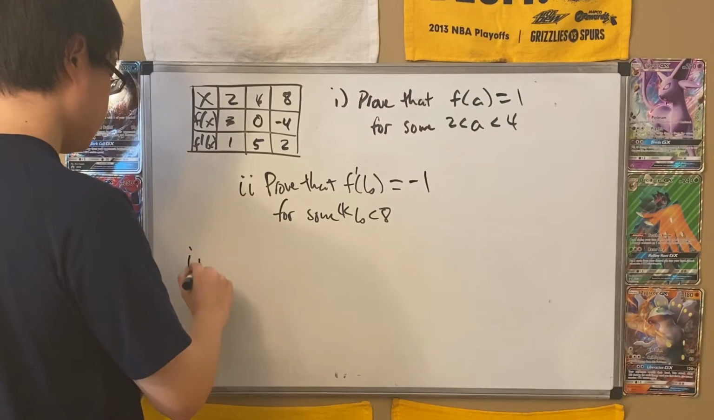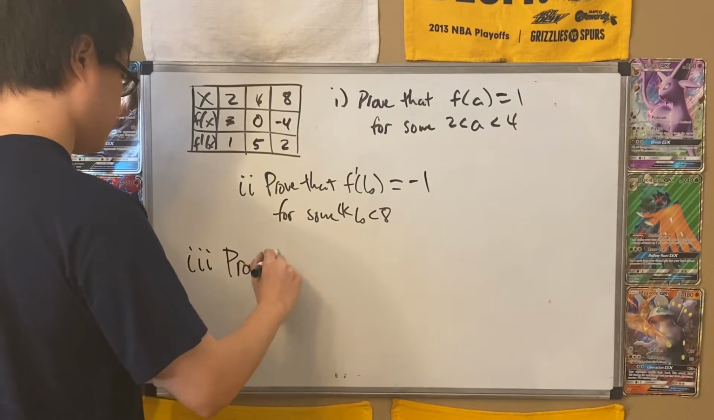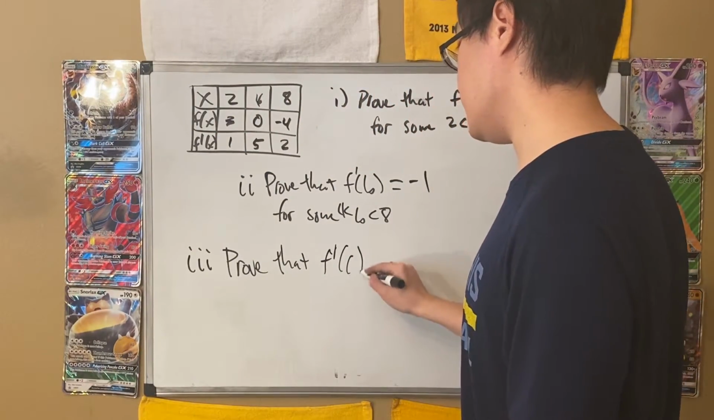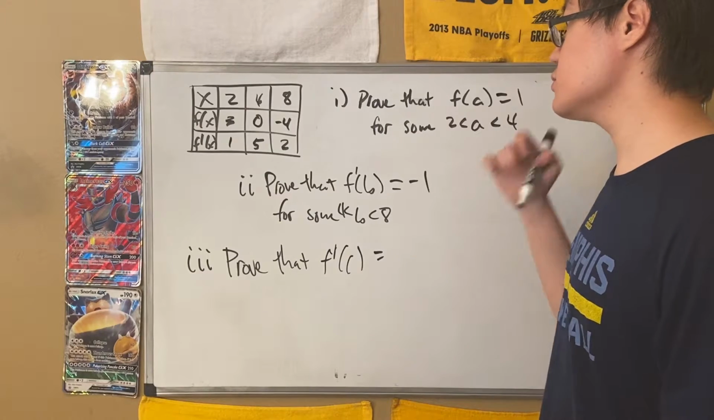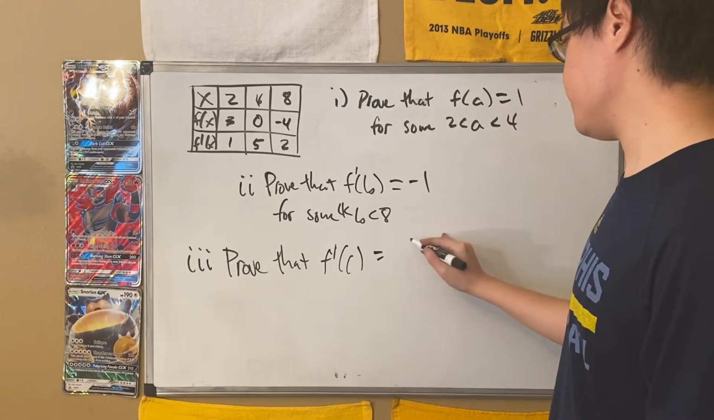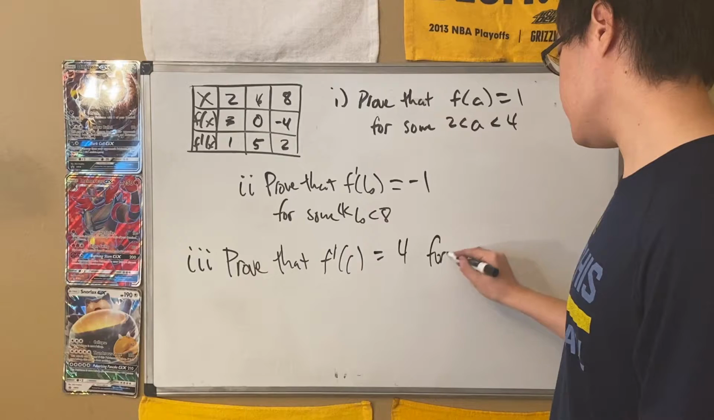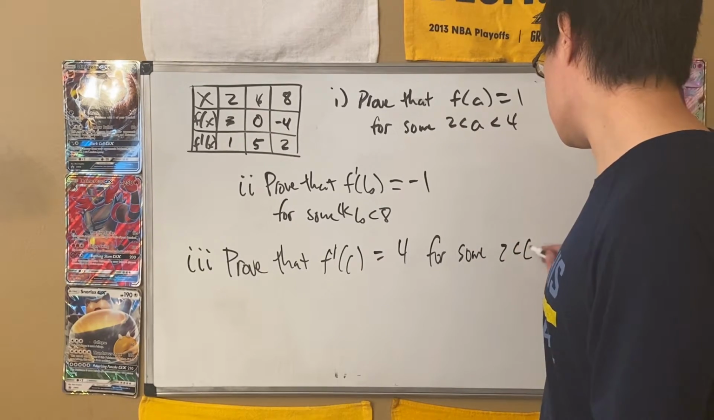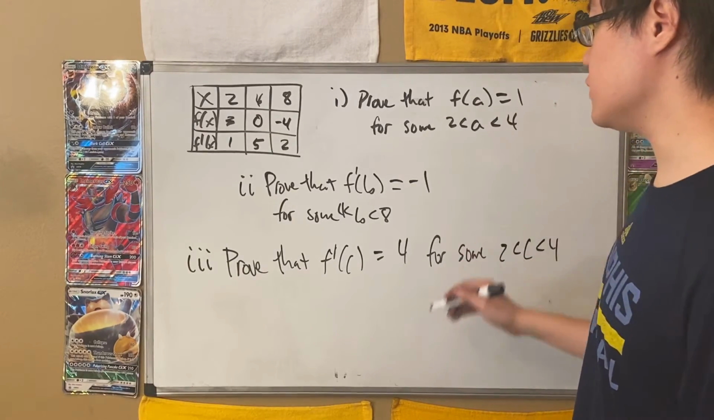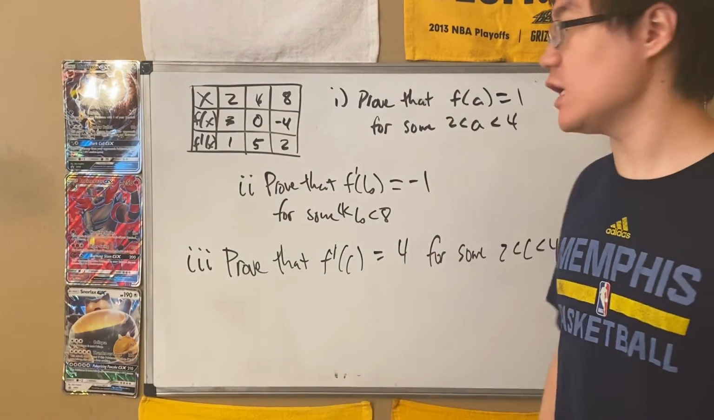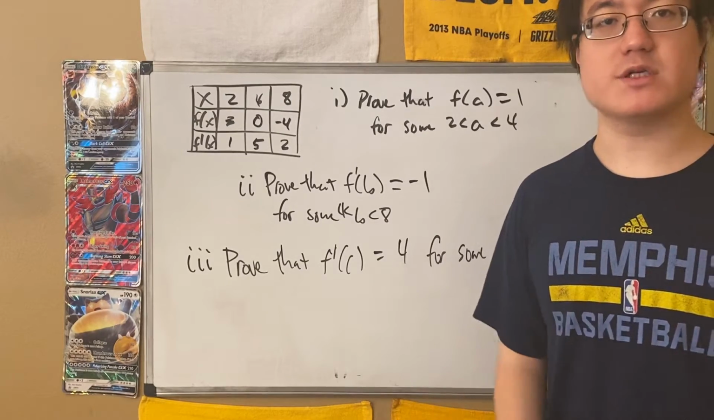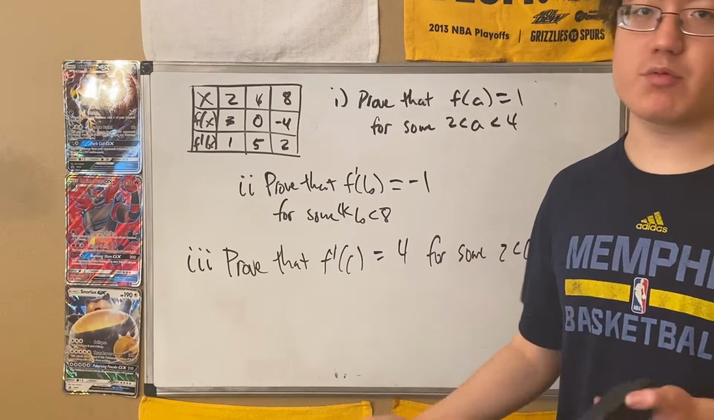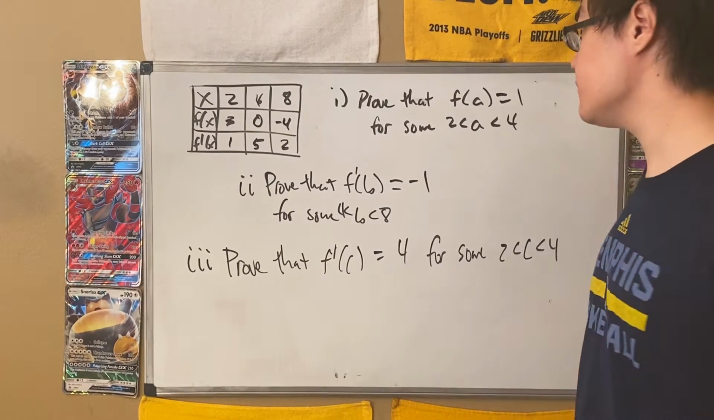Finally, I'm going to try to prove that f prime of some other number c equals, let's say, 4 for some c in between 2 and 4. So we're going to take these questions individually. There's 3 separate questions for this table. Keep in mind that all of them are, of course, MVT or IVT questions because you're not finding the numbers, you're just showing that numbers exist. Weirdly worded questions are usually MVT or IVT.